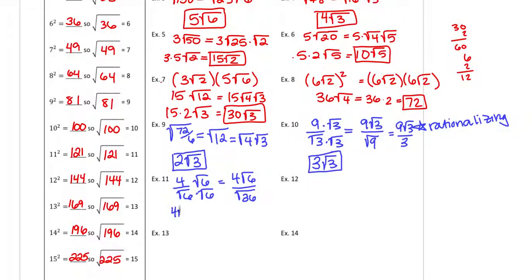4 square root 6 all over 6. There we go. And again, because this fraction is reducible, right, the 4 on the outside and the 6 on the outside, since those two are both outside of a radical, they can be reduced. 4 over 6 reduces to 2/3. And yes, you have to reduce.